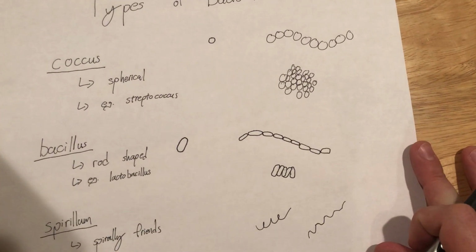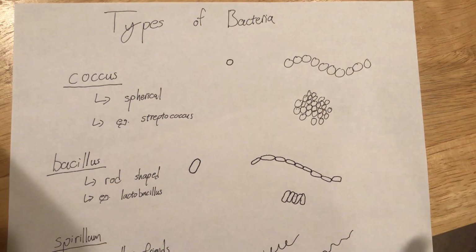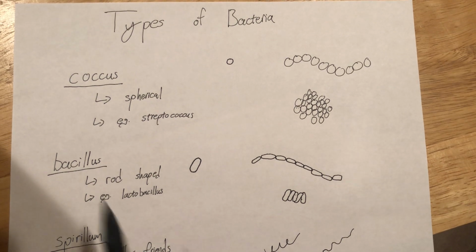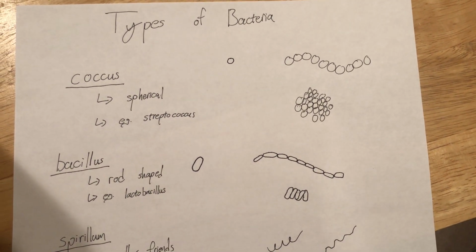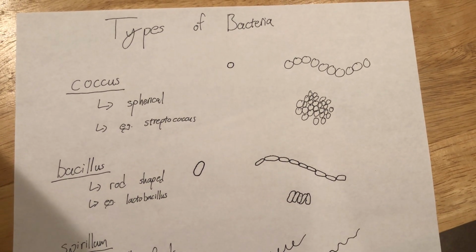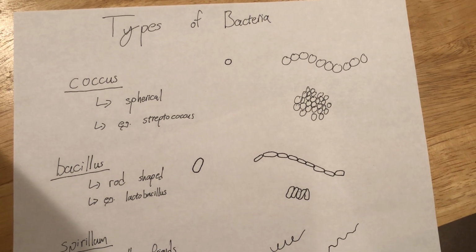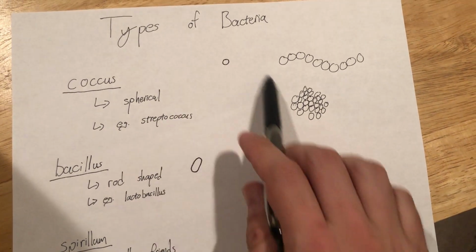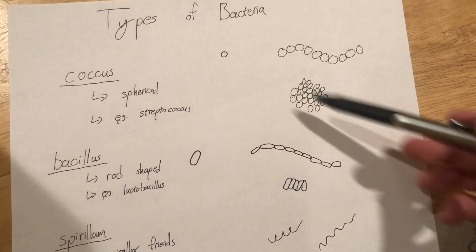So the types of bacteria, we define bacteria broadly by their shapes. So coccus or cocci bacteria, these are spherical bacteria. Our example here would be streptococcus. This is what gives you strep throat. If you have a staph infection, that's Staphylococcus aureus. Pneumonia is also a cocci bacteria. So they can be single cells, they can grow in strings or filaments, and they can grow in grape-like clusters.